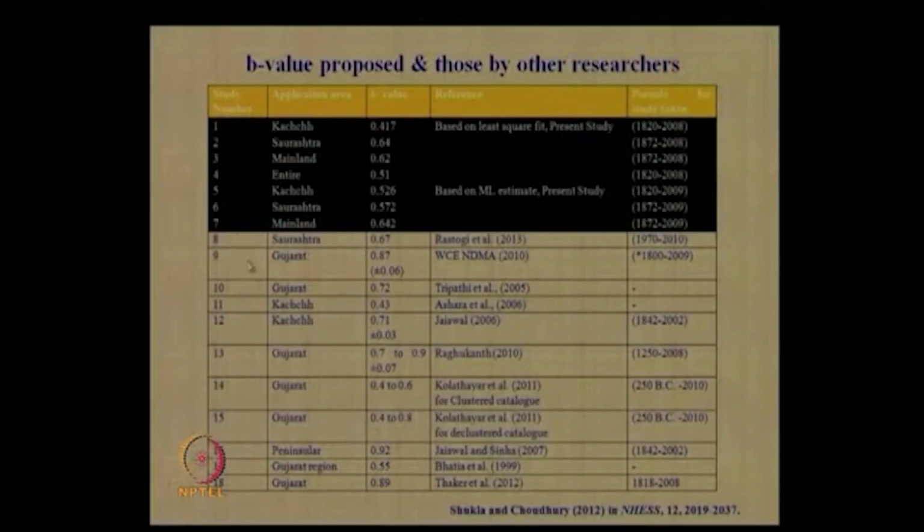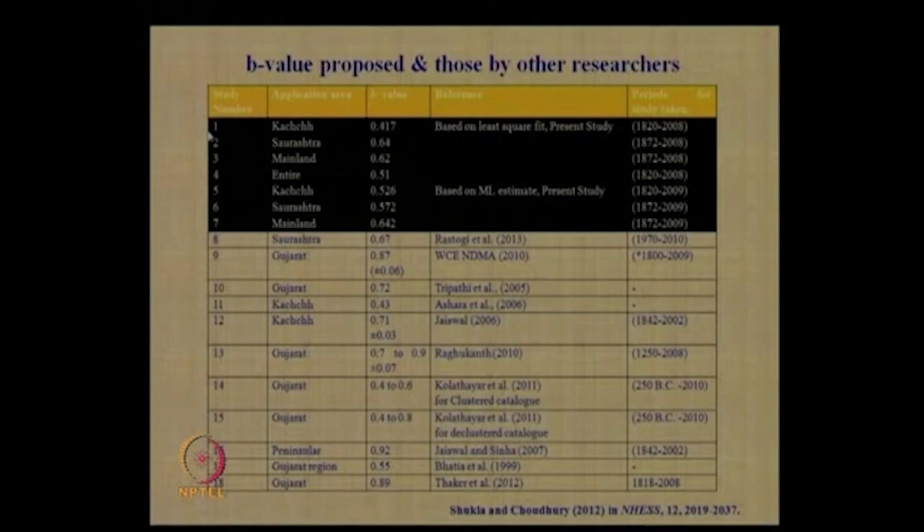Now, let us come to the B value proposed by the present method, and similar B values proposed by other researchers for the same region. Let us compare how our proposed B values differ, validate or match with other researchers' findings for this Gujarat region, and what study period or earthquake data points have been taken for which area.